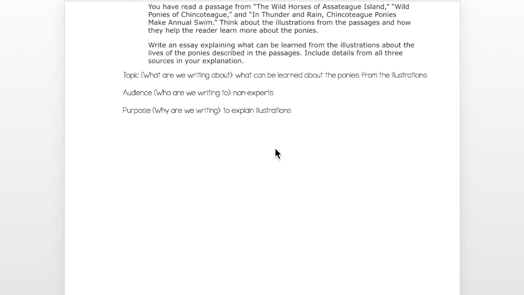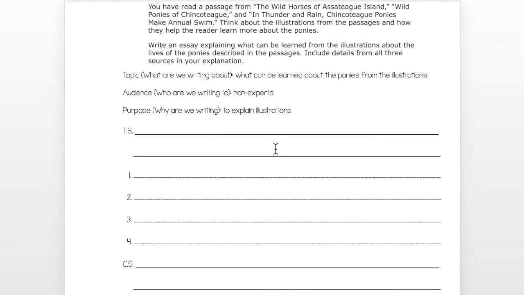We need to make sure we're using organized and precise language so that non-experts can learn from our writing too. And finally, why are we writing? We are writing to explain the purpose of these illustrations. Focusing in on this purpose, because we're explaining, should we use a quick outline or should we use a story arc? If you said quick outline, great job, 4th graders. Yes, when we explain or inform, we always use a quick outline to organize our writing.